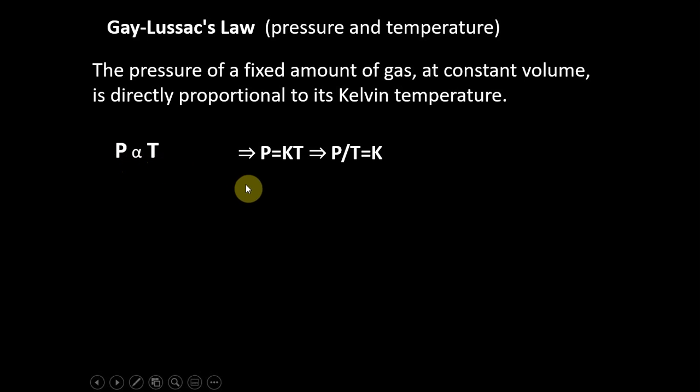All right, so that means that when you take pressure divided by temperature, you get a constant all the time. And so as a result, we get P1 over T1 equals P2 over T2, which is Gay Lussac's law.